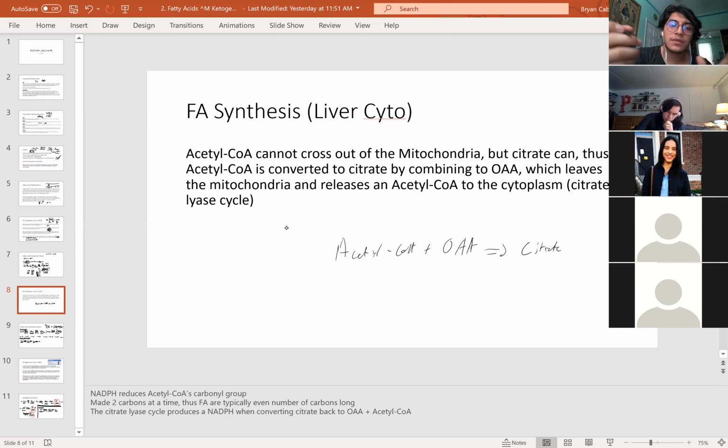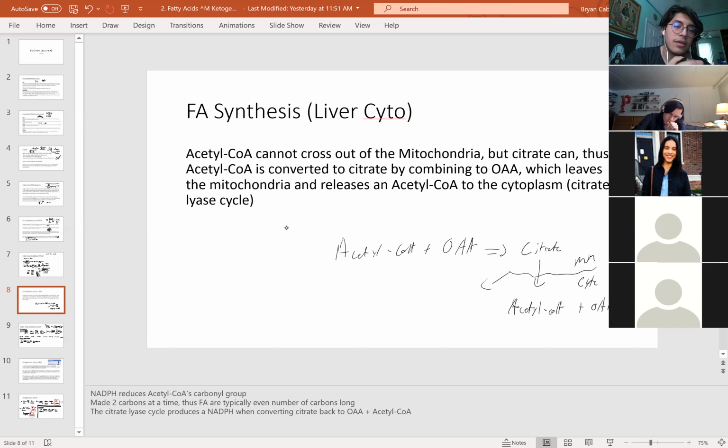Once citrate leaves the mitochondria and goes into the cytoplasm so that the acetyl-CoA can be released, you have that release. And right here is the split: mitochondrial matrix, cytoplasm, acetyl-CoA plus oxaloacetate. Oxaloacetate does its thing, and actually this process is called the citrate lyase cycle.